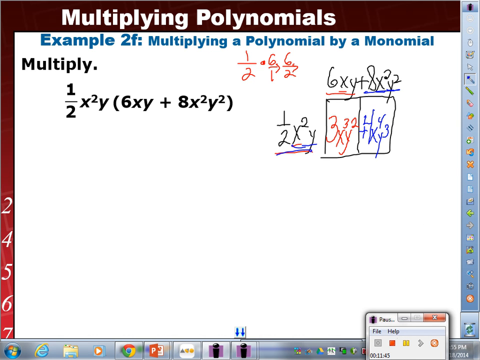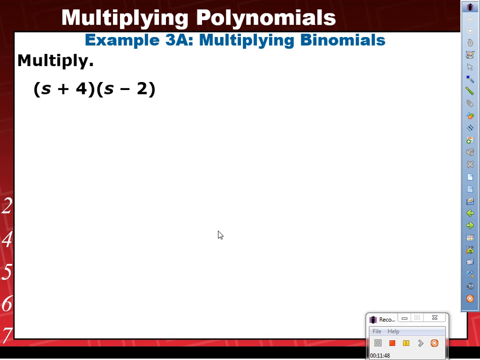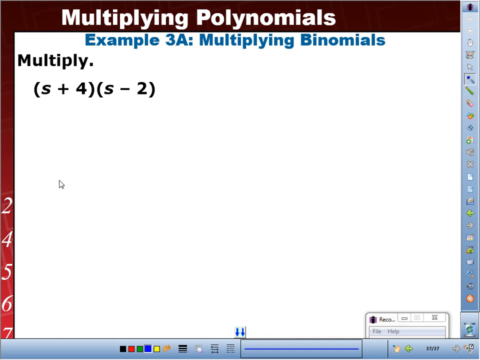So let's continue. Copy this one. Now, what we just did was a review from last night's homework. This is what's coming in tonight's homework. So copy that. I'm going to go over this one. It says, example 3a, multiply the quantity s plus 4 times the quantity s minus 2. Okay? Pens down, pencils down.